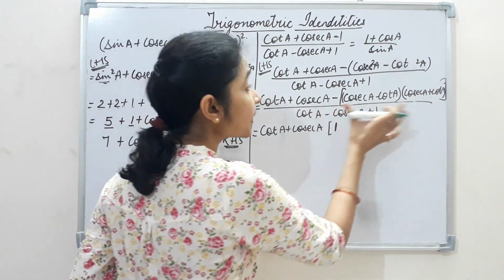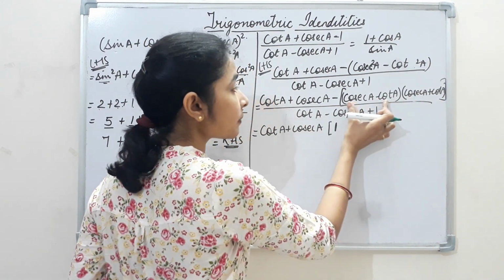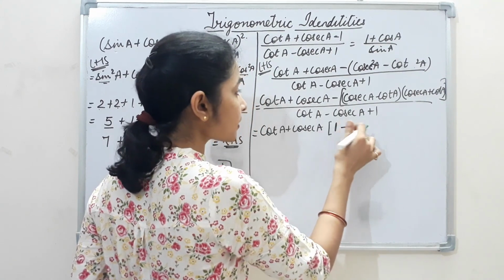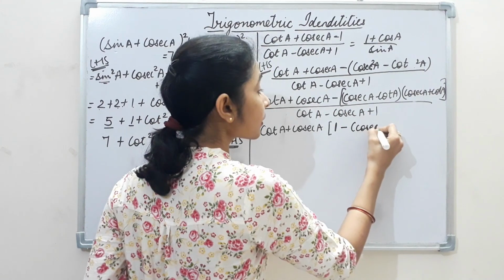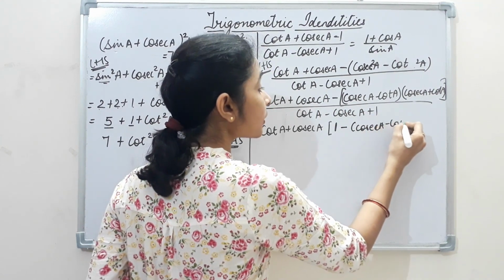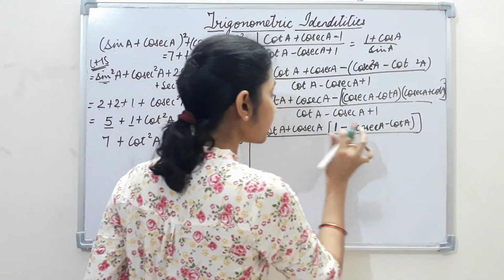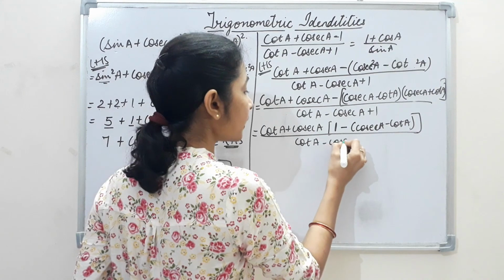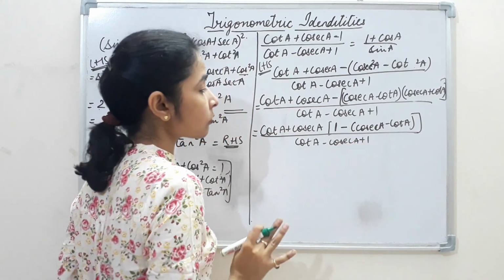Okay, but in place of this whole term, I have taken this as common. So what remains inside the bracket? Only this thing. So the minus sign remains as it is, and I have got inside the bracket cosec A minus cot A. Okay. Now in the next step, I will just open this bracket. Cot A minus cosec A plus 1, this is the denominator which remains as it is throughout the question.